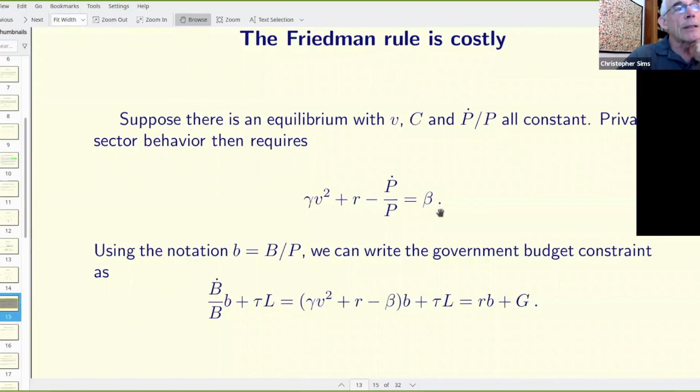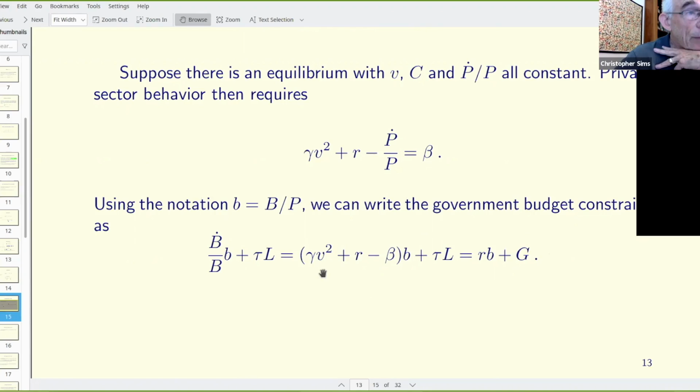This comes from taking the second of the private first order conditions that I showed you before, and setting to zero all the terms that involved time rates of change in C and V. And this just tells us that gamma V squared is then the gap between beta and the real rate of return on debt. Using little b for real debt, we can then write the government budget constraint out as I've done here.